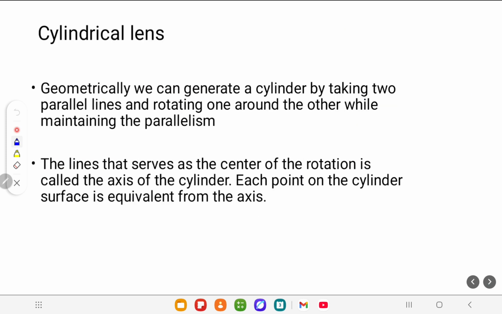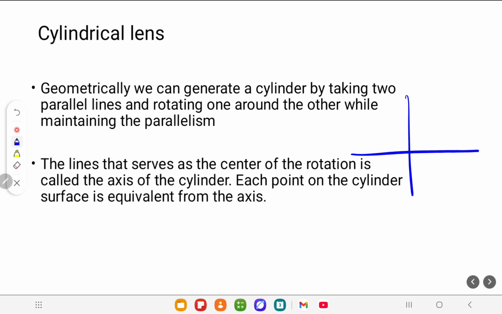So cylindrical lenses, what do we mean by cylindrical lenses? Geometrically we can generate a cylinder by taking two parallel lines and rotating one around the other while maintaining the parallelism. The line that serves as the center of the rotation is called the axis of the cylinder, and each point of the cylinder surface is equidistant from the axis. So basically, a cylindrical lens means one meridian has zero power and another meridian has the curvature. We can think like that.